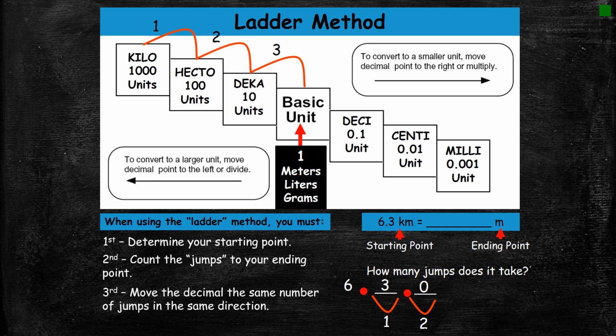Now I move again, but there was no whole number, so I inserted a 0. And again, inserting a 0. So 6.3 kilometers converts into 6,300 meters. Now you notice the decimal is there, but once again, you can write it as 6,300 meters without the decimal.